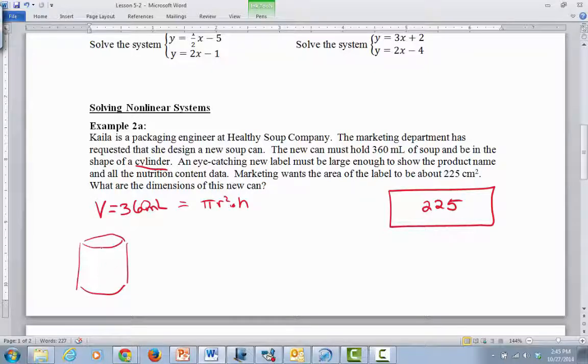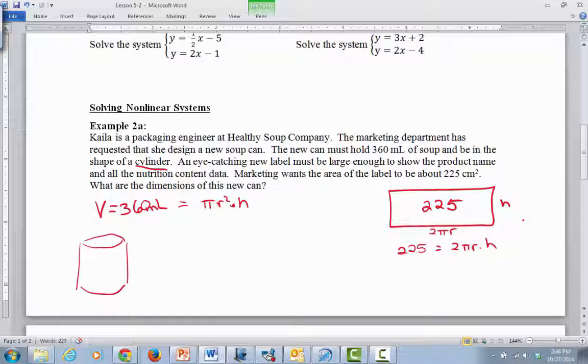It's on the front face, right? But notice that if you take a pair of scissors, think about this as a toilet paper tube. If you took a pair of scissors and cut the tube straight up and you lay it flat, what do you get? A rectangle, okay? So in this case, the circumference is our length. So that would be 2 pi r, right? What's our height in this case? It's just h again. Okay, so 225 equals 2 pi r times h.